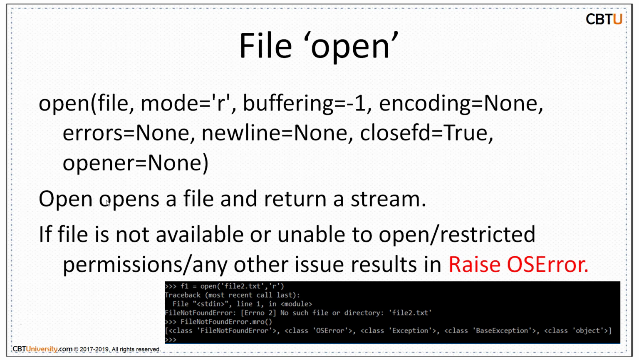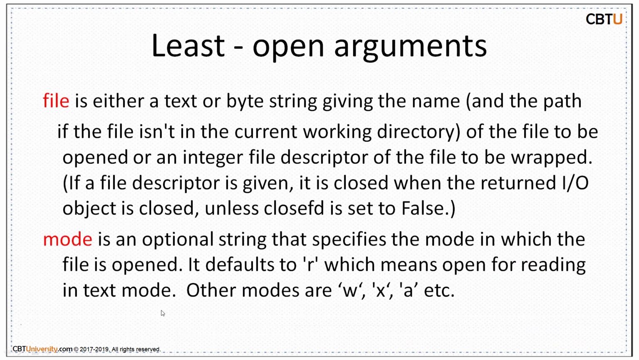Open opens a file and returns a file object. If the file is not available or unable to open, it results in an OSError. Here is an example. When we try to open a file which doesn't exist, it gives an error, FileNotFoundError. And when we check the MRO for that, it is a subclass of OSError. So open needs at least one argument.